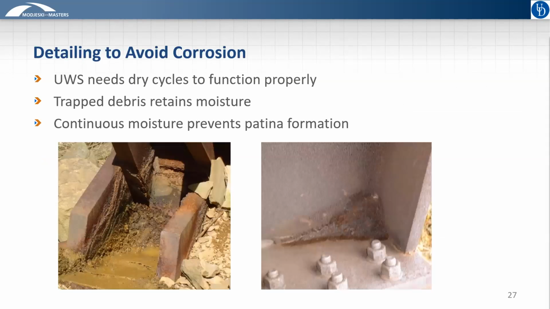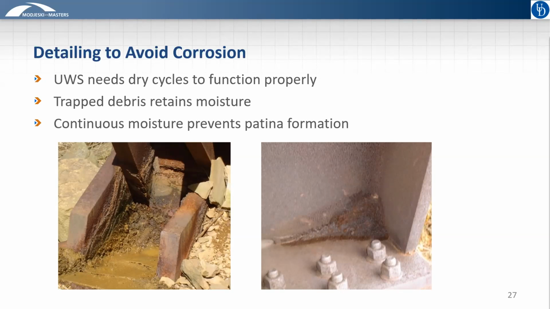So once you've done that and eliminated joints as much as possible, and the joints that you do have, you've tried to control the drainage coming off of them, what else do you need to consider? Uncoated weathering steel needs drying cycles to function properly and to form that patina. It's okay if it gets wet as long as it then dries out completely. So if you have trapped debris or dirt, pigeon droppings, anything like that can trap moisture against the surface of your uncoated weathering steel, that will promote continued corrosion and prevent the patina from forming.